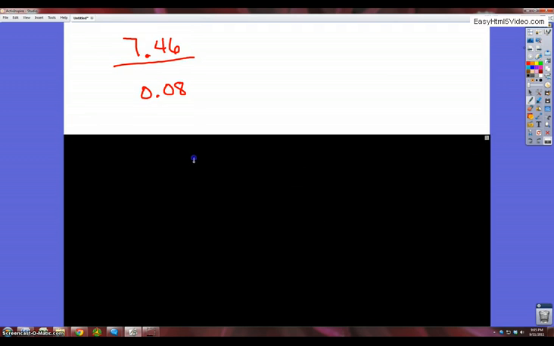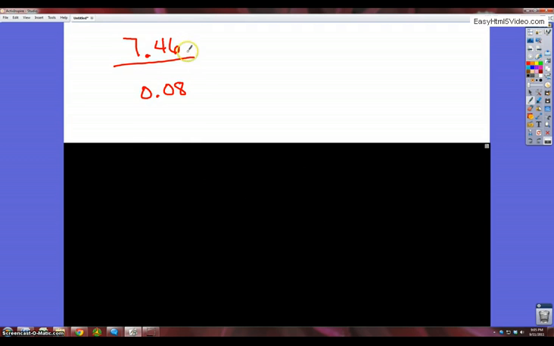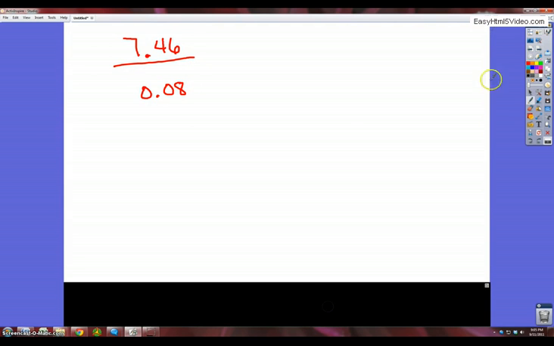In this example, we have 7 and 46 hundredths divided by 8 hundredths. Don't freak out when you see it written like this. It means the same thing. This line here means divide. Nothing's changed. But let's rewrite it because it does look a little confusing and it's hard to work with. So 7 and 46 hundredths is your dividend, divided by 8 hundredths, which is the divisor.